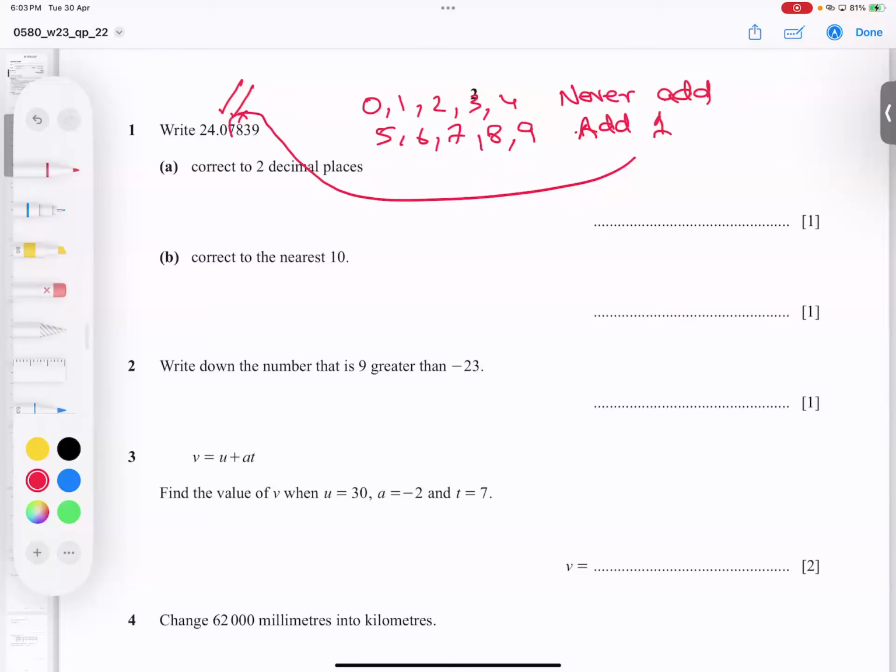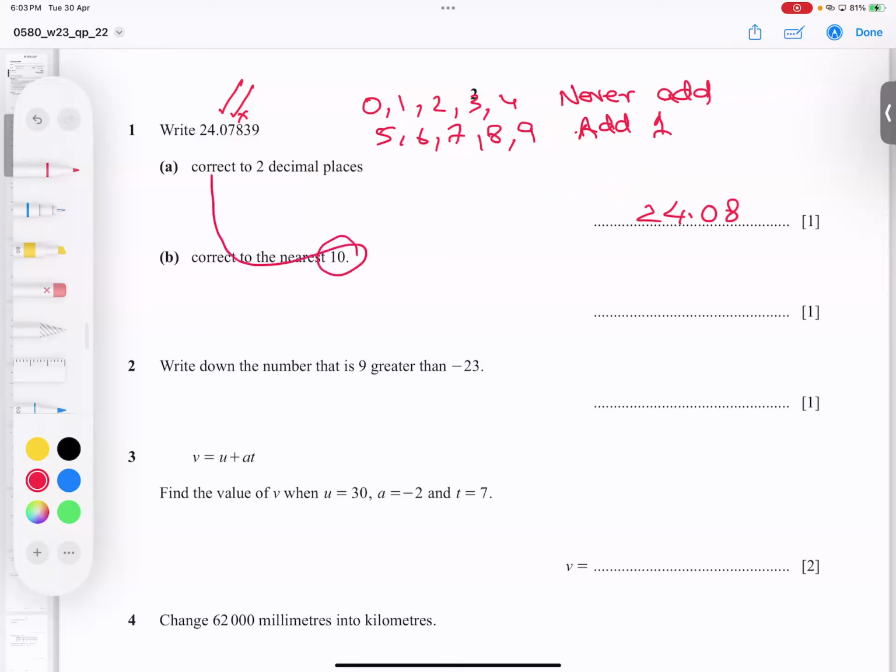For example, this number is 8, so it is among them, so we have to add. And when we add here to this 7, the answer turns out to be 24.08. Next, 24.08. Correct to nearest tens.